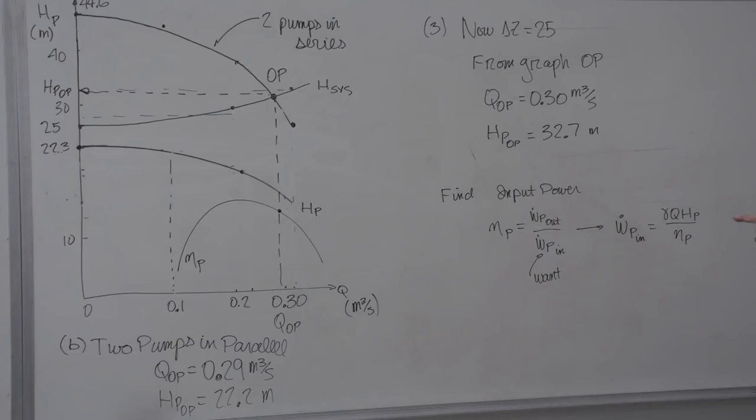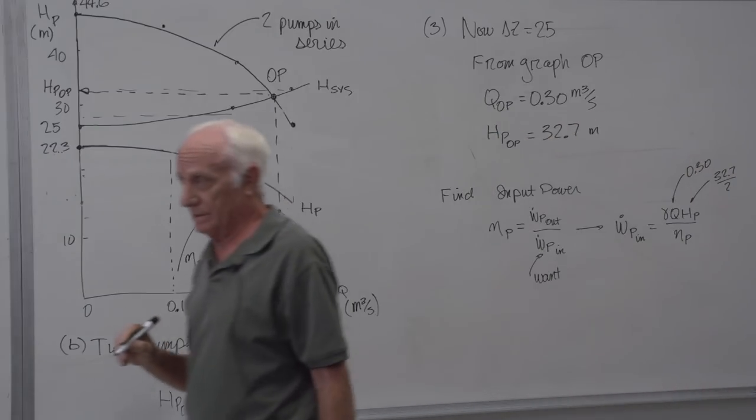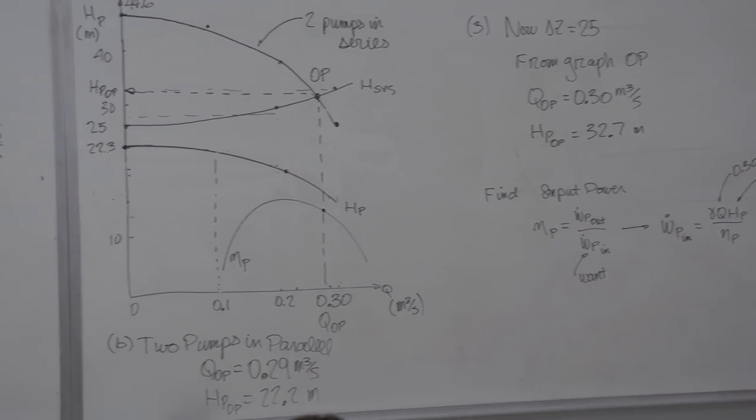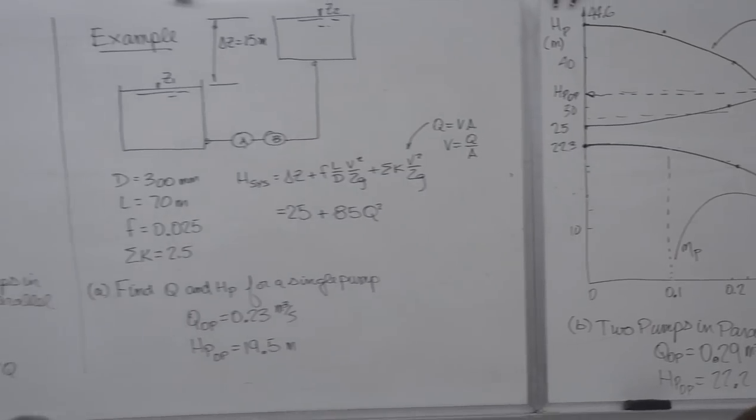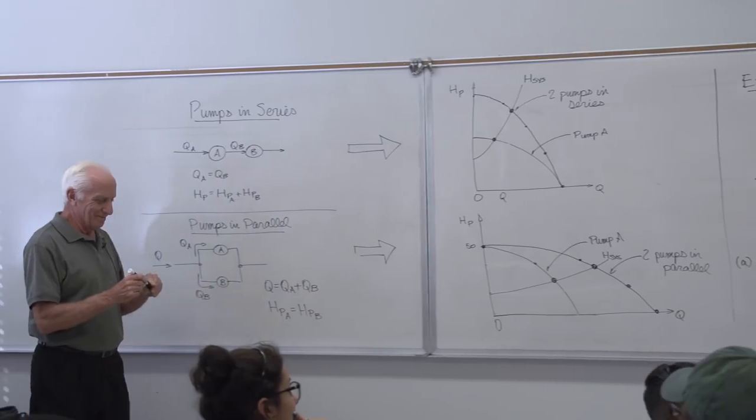So I go over the graph with the flow rate 0.3. What's the flow rate? 0.3. I get the pump head. I know the efficiency. I know gamma. I solve for the power in. So that's how I get the power in. If I'm given an efficiency curve on that graph, I can do that. Yeah, so there's different approaches.